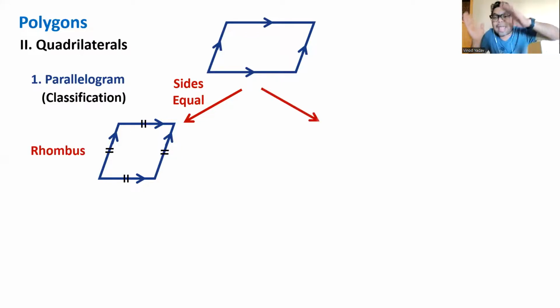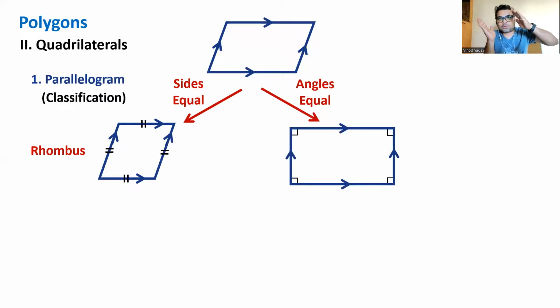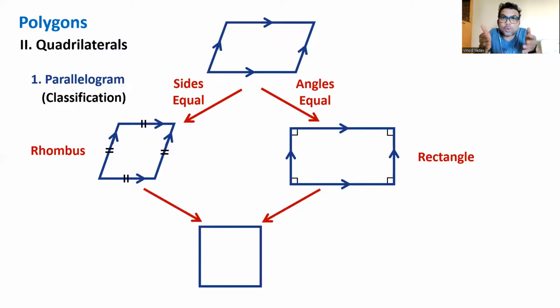And if you see all angles getting equal, each angle will be 90 because the sum was 360. That is a rectangle. Square is yet to come. If both of these happen, that is all sides equal as well as all angles equal, it is a square. Student friendly figure. Yes, safest figure. And by the way, a regular polygon. Now let's see the properties.